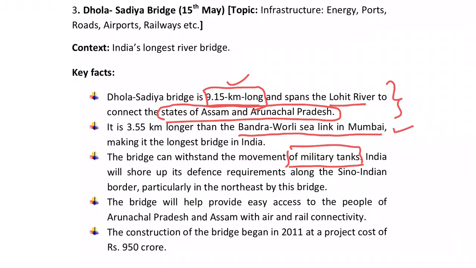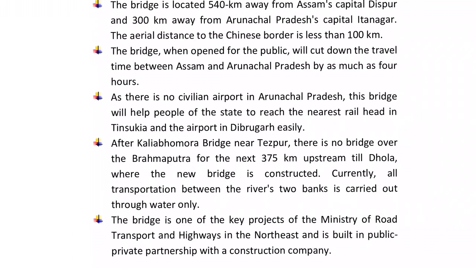The bridge will help provide easy access to the people of Arunachal Pradesh and Assam with air and rail connectivity as well. That is, it actually makes you reach the air and rail connectivity places. The construction of the bridge began in 2011 at a project cost of Rs 950 crore and it was completed now. Some other facts, like the bridge is located 540 km away from Assam's capital Dispur and 300 km from Arunachal Pradesh. This too is not required.